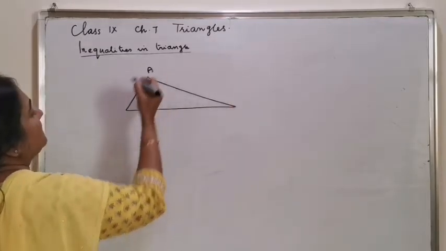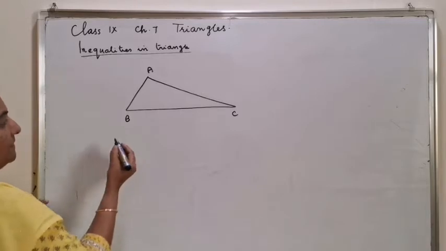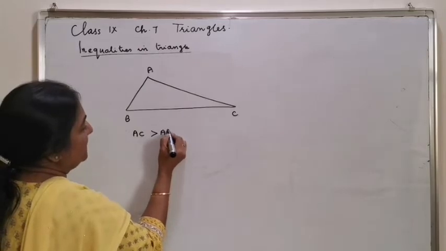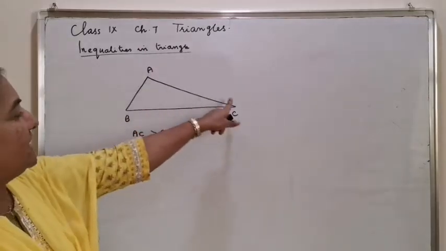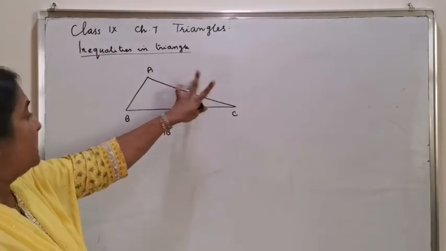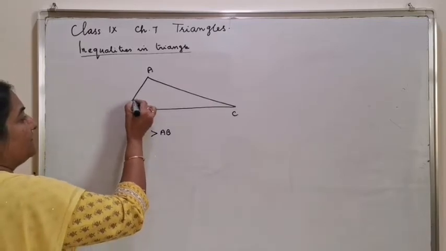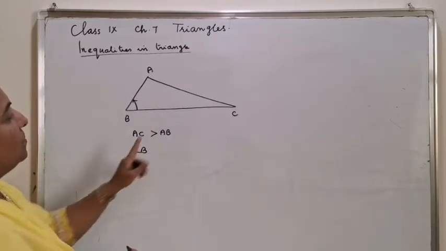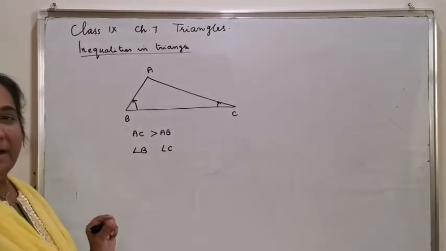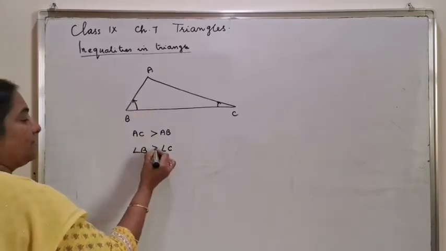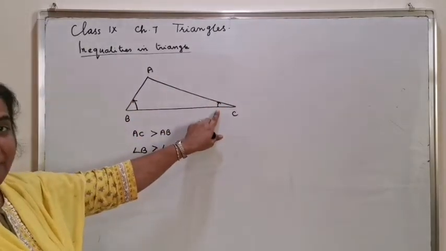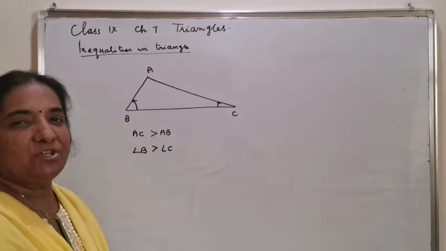The picture shows that, given triangle ABC, you can see very clearly that AC length is greater than AB length. The length of AC is greater than the length of AB. What is the angle opposite to AC is angle B, and what is the angle opposite to AB is angle C. From the figure, it is very clear that the magnitude of angle B will always be greater than the magnitude of angle C. So derive a property based on this.